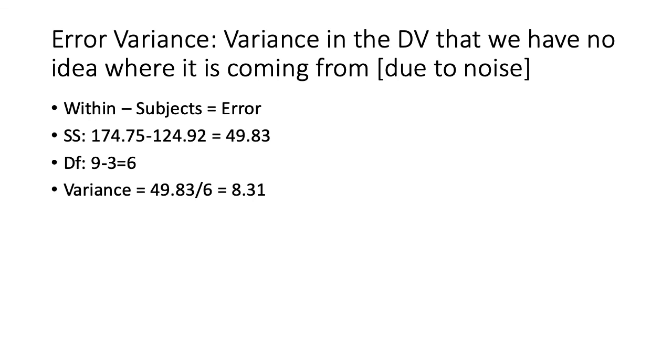So in order to find our sum squares for error, we have to take our sum squares within minus our sum squares subjects, and that equals about 50. Then we have to take the degrees of freedom within, which is 9, minus degrees of freedom subjects, which is 3, to get our degrees of freedom error, which is 6. And our variance error equals those two numbers divided by each other. This is our best estimate of noise.